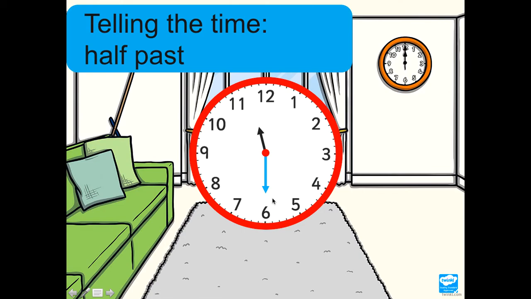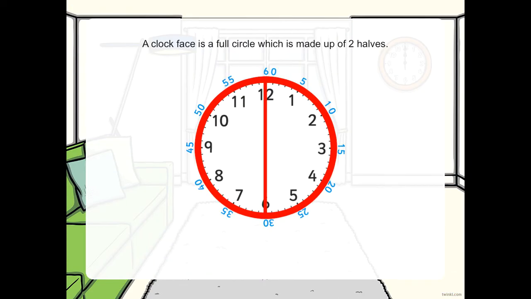When we're telling the time, we can also read the time to half past. I wonder, do you know where the minute hand on the clock points at half past the hour? If you're not sure, you will know by the end of this video. A clock face is one circle and it's made up of two halves. Here's one half of the circle. Here's another half of the circle.